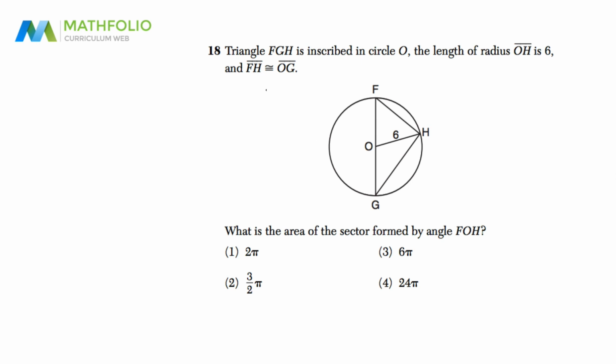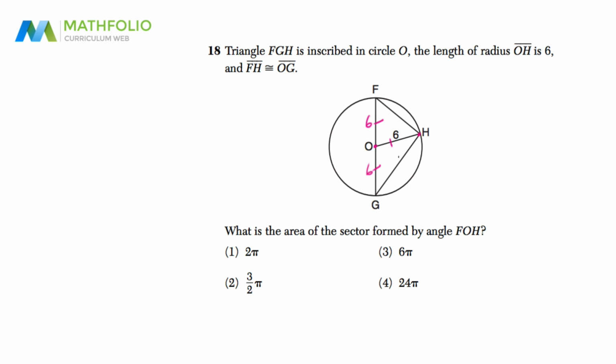Okay, question number 18 here, triangle FGH. FGH is inscribed in circle O. So this is the name of the circle, circle O. So we know that FG is in fact the diameter. So if FG is the diameter, this equals this. Those are the radii, and also this that's labeled 6 must be a radius. It goes from the center to point H on the outside. So each of these must be also 6.